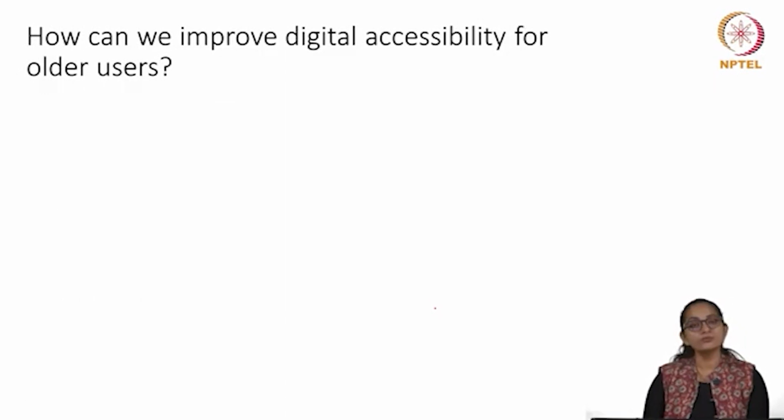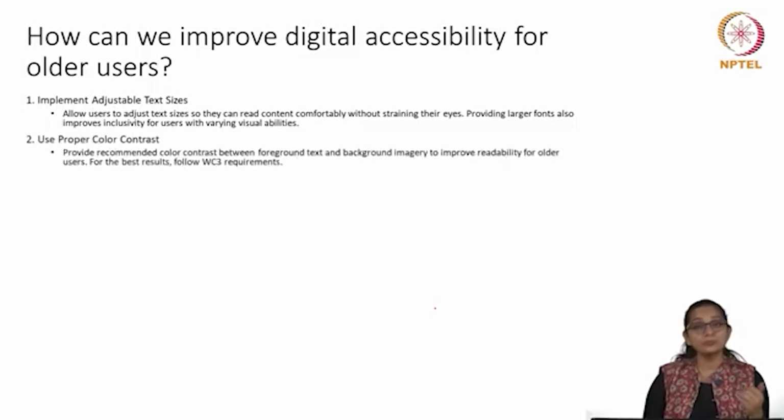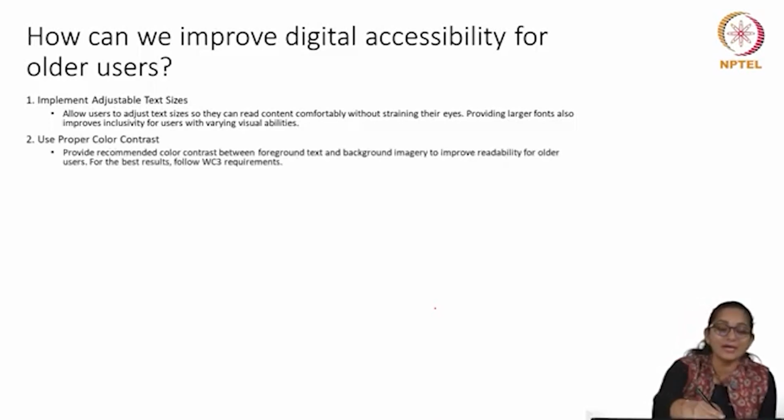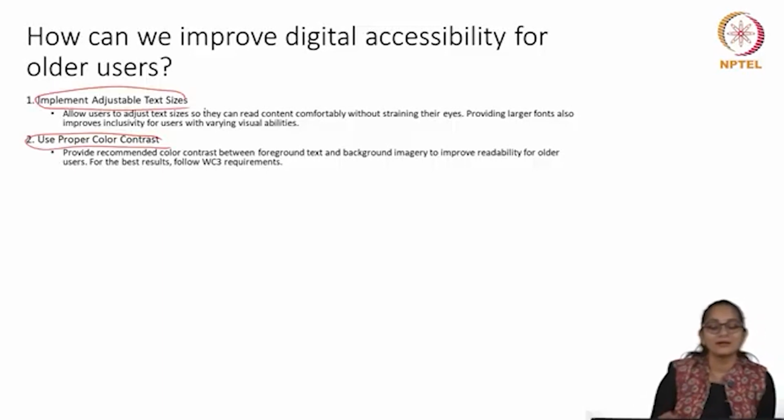So, how can we improve digital accessibility for older users? Try to implement adjustable text sizes. Allow users to adjust sizes so they can read content comfortably without straining their eyes, and provide larger fonts to improve inclusivity. Use proper color contrast. This cannot be emphasized enough.